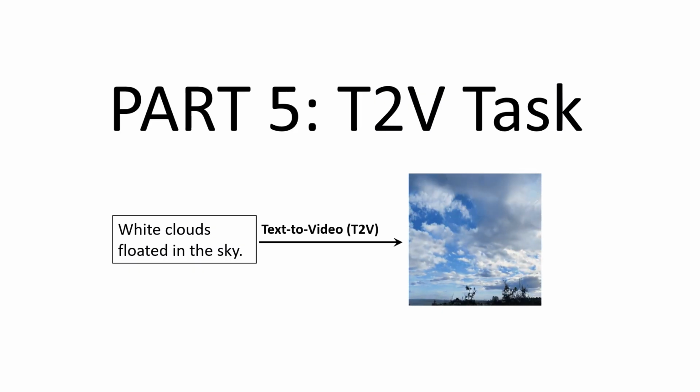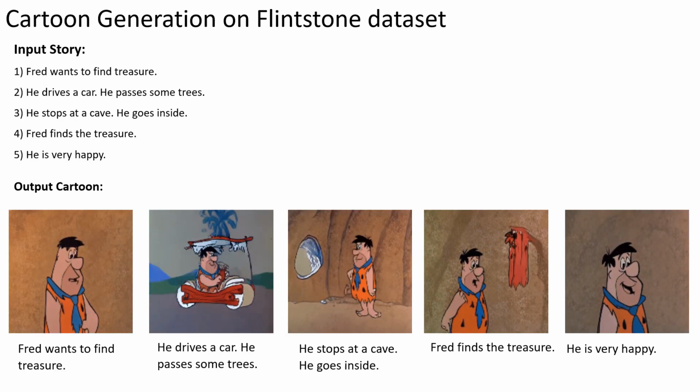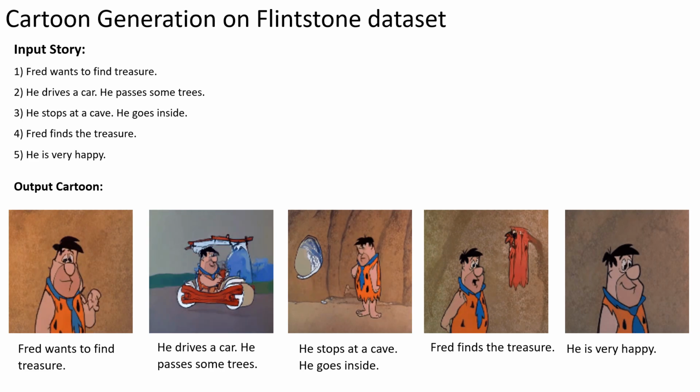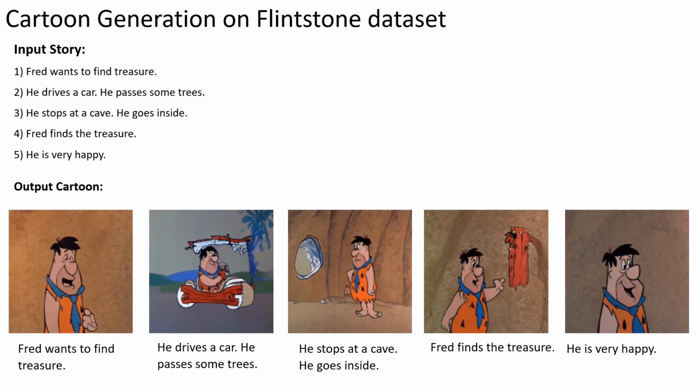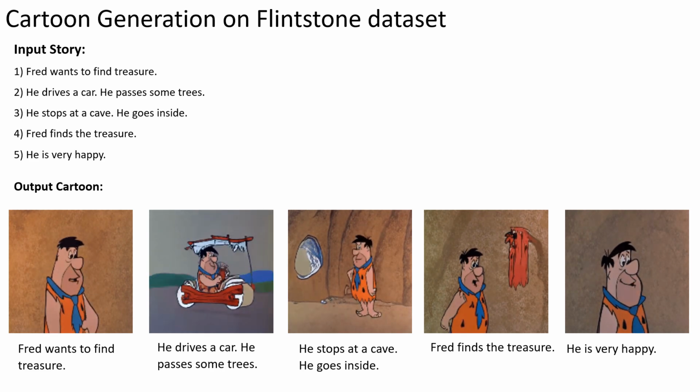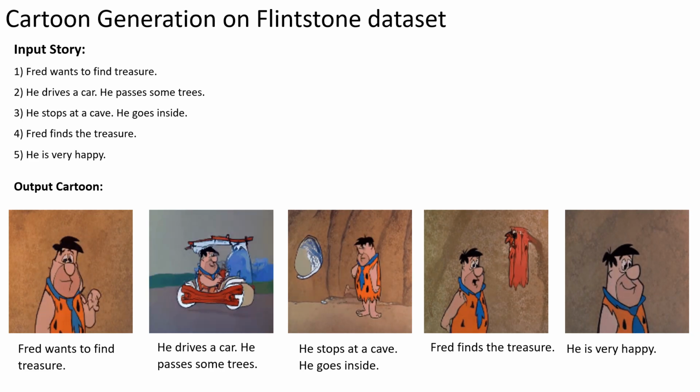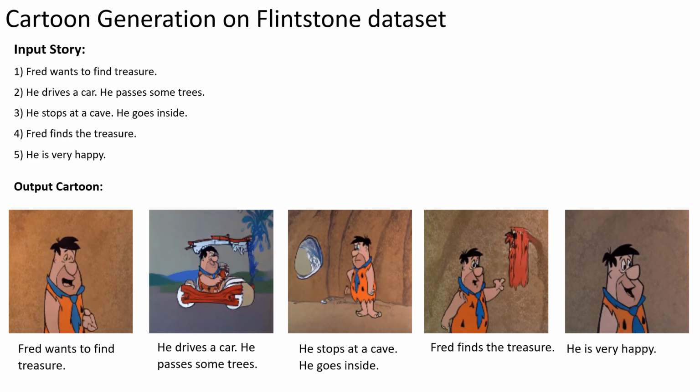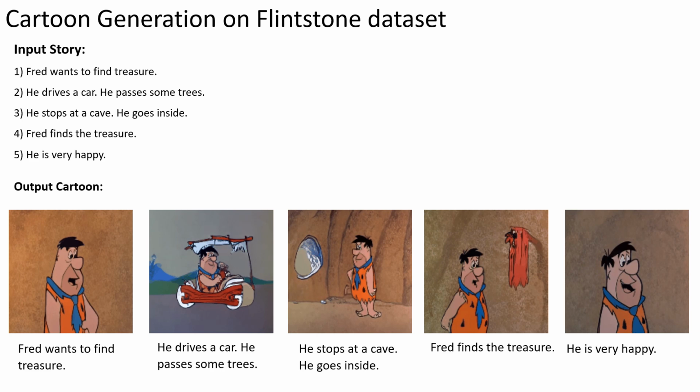The final task is text-to-video generation. This is an interesting scenario. Input a story and you ask the machine to generate a cartoon for this story. For example, you input: Fred wants to find the trader, and he drives the car, he passes some trees, and he stops at a cave. He goes inside, and Fred finds the trader, and finally, he's very happy.